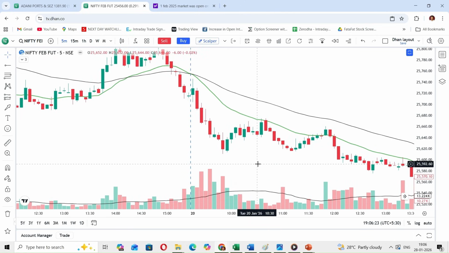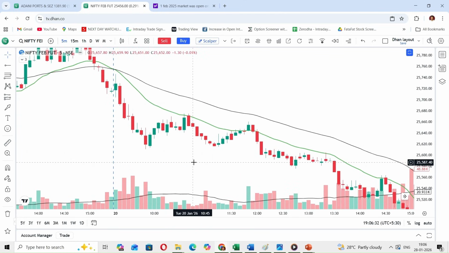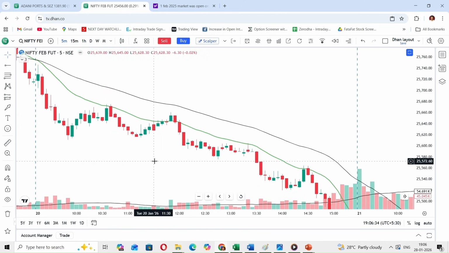Here again, there was a setup formed. First candle, second candle, but the low has not been broken. So we will not take a trade here.